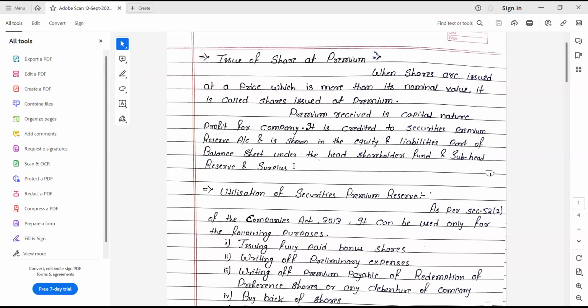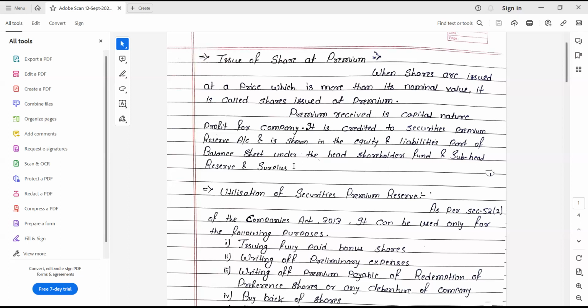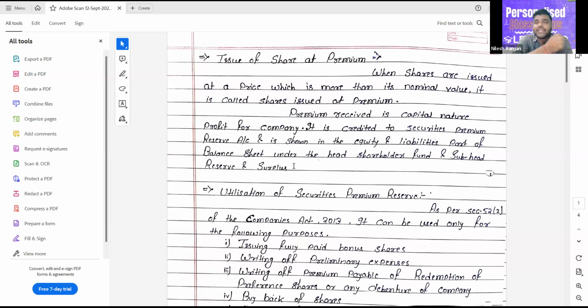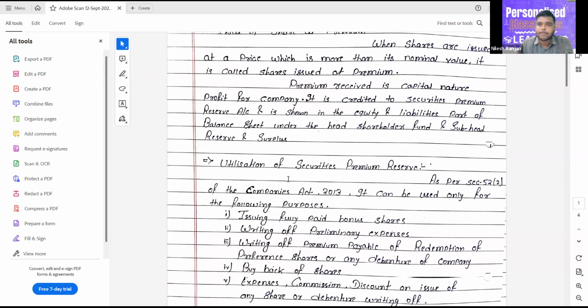So any excess money, if you have passed a journal entry, you have seen that we only transfer the price of share to share capital. Not extra, not less than that. So that's why in share capital, only the face value will be written. Any amount in excess of that will be transferred to reserves and surplus. So that's what your third question is.